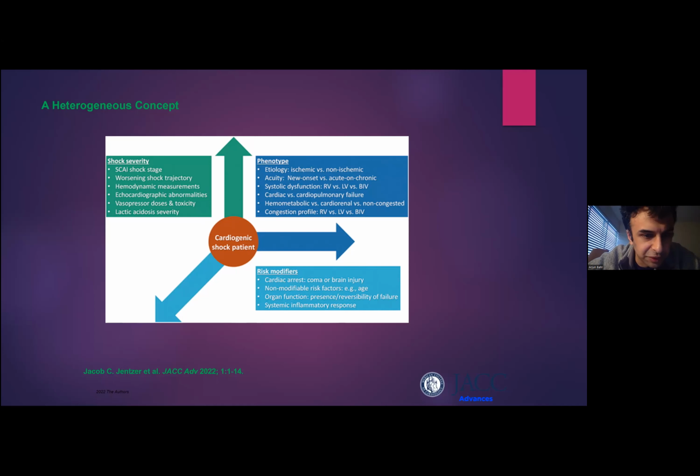And then the third axis here is just risk modifiers. Someone asked a question about arrhythmias, whether they cardiac arrest. Not too much to discuss here. It's not really talked about that much in the literature, at least what I've seen so far.